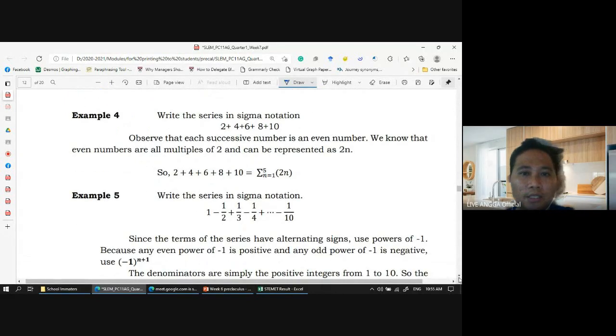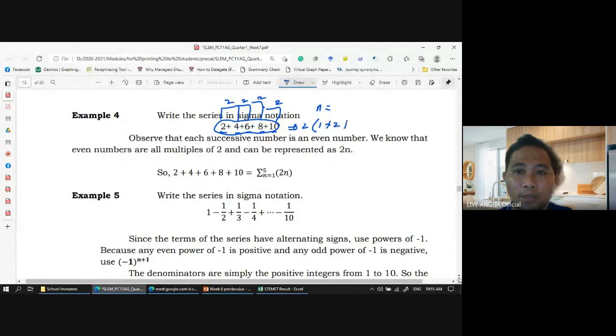And write the series in sigma notation. So, 2 plus 4 plus 6 plus 8 plus 10. Of course, this is easy. So, how do we write it as a series? We notice that these are multiples of 2. Actually, we can divide or subtract: 4 minus 2 is 2, 2, 2, and 2. And these are multiples of 2. This can be written as 2 times 1 plus 2 plus 3 plus 4 plus 5.